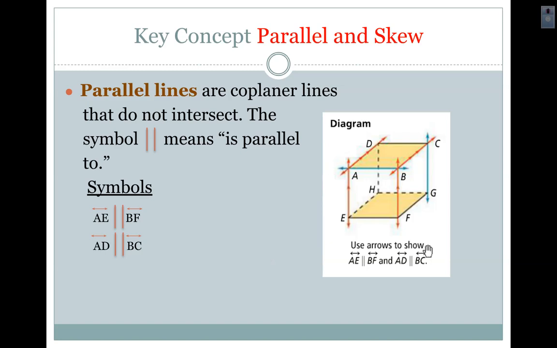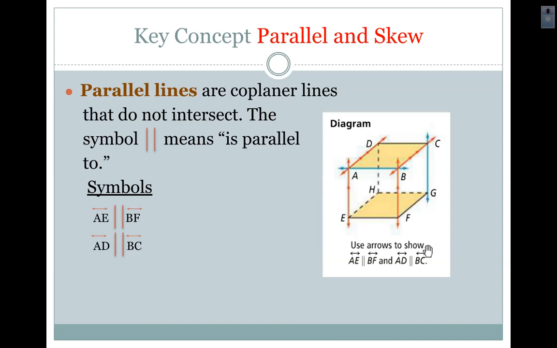Parallel lines are coplanar lines, which means they're in the same plane, and they do not intersect. So the symbol with two vertical bars means is parallel to. So for example, we have AE is parallel to BF, and AD is parallel to BC. If we look over here, you'll see that AE is in the front, BF is also in the front. We can draw a plane here between these two. So therefore they're in the same plane, they're parallel. Same with AD and BC.